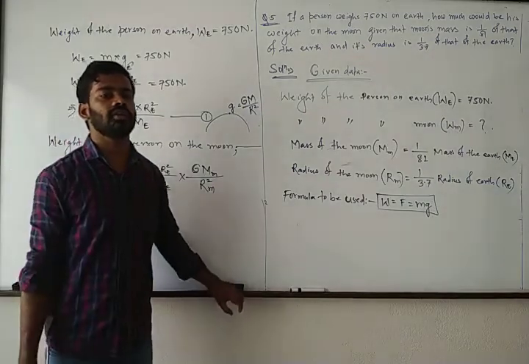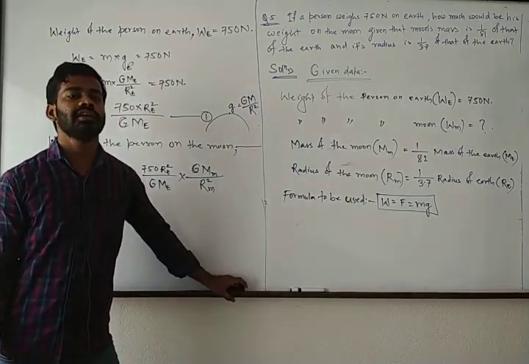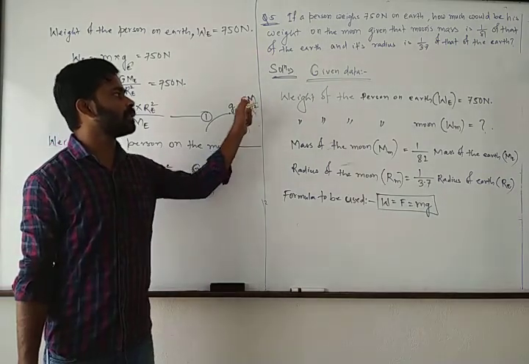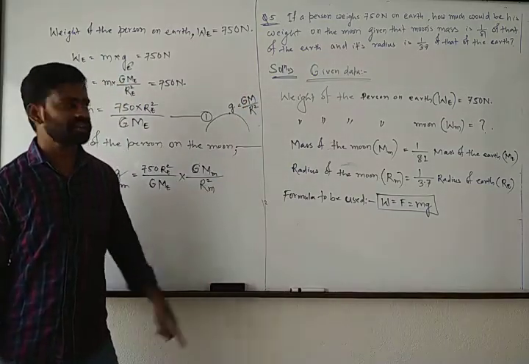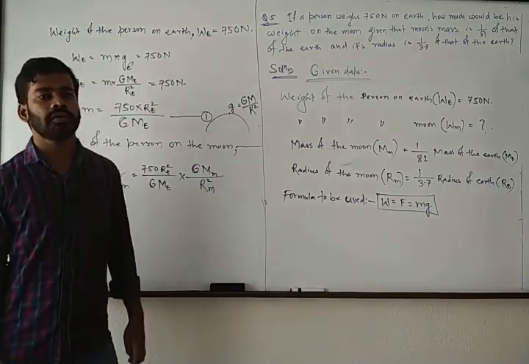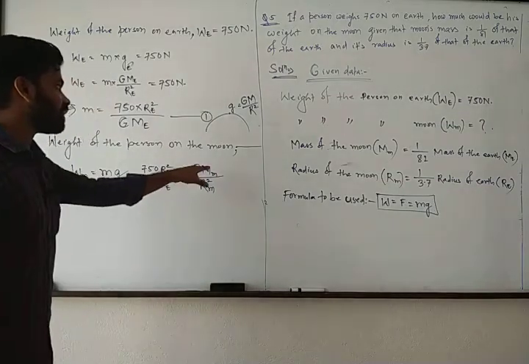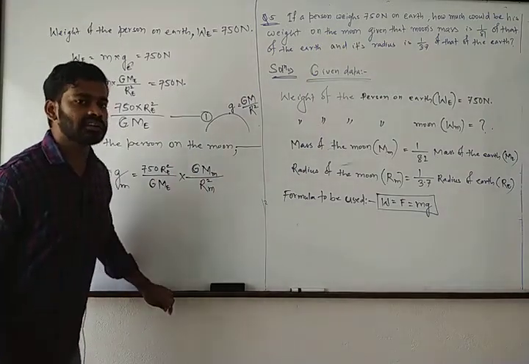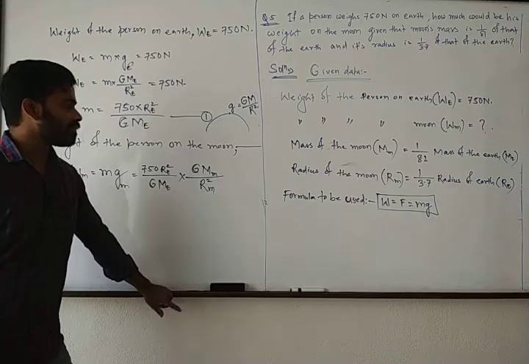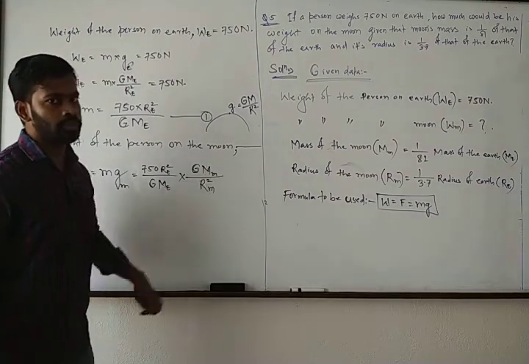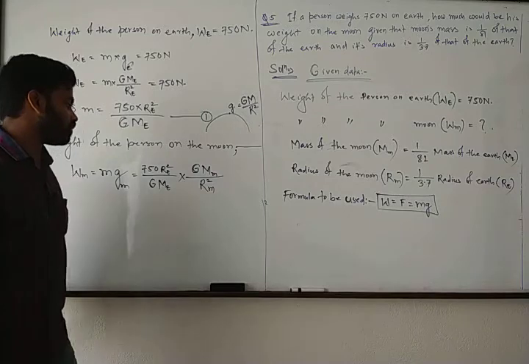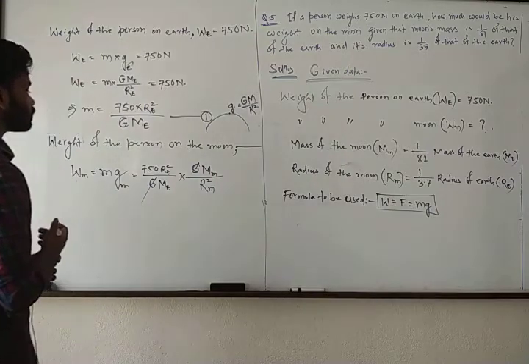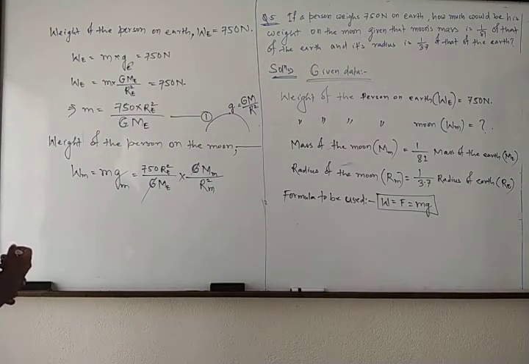Suppose you are trying to calculate the acceleration due to gravity on the surface of Mars. So what to do? You have to replace the mass of Earth by mass of Mars, radius of Earth by radius of Mars. So here I am trying to calculate the acceleration due to gravity on the surface of the moon. That's why I have replaced the mass of Earth by mass of the moon and radius of Earth by radius of the moon. So let me cancel out. G will be cancelled out. Anything? No.